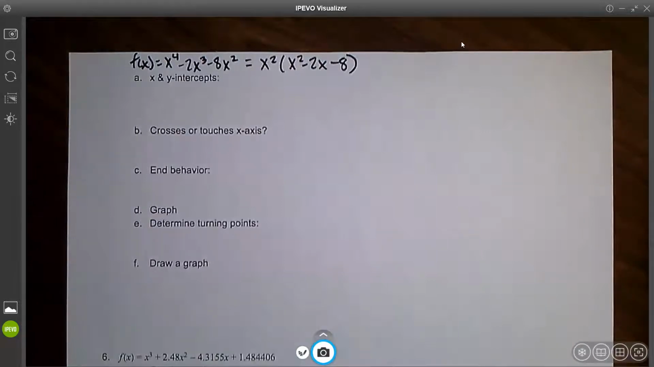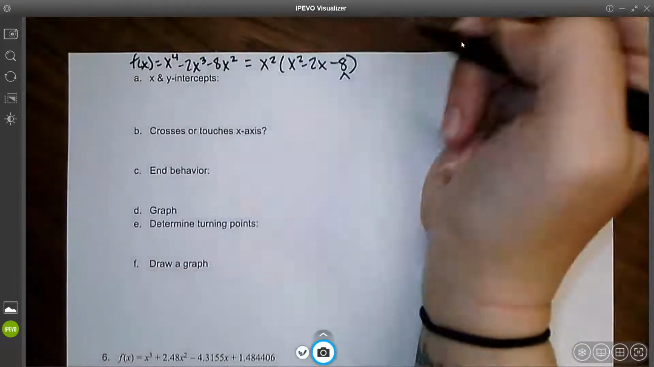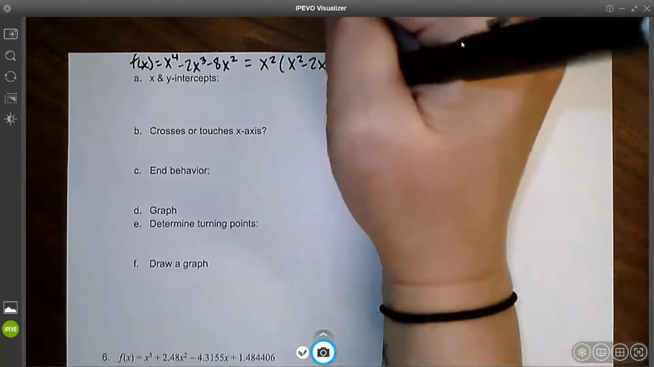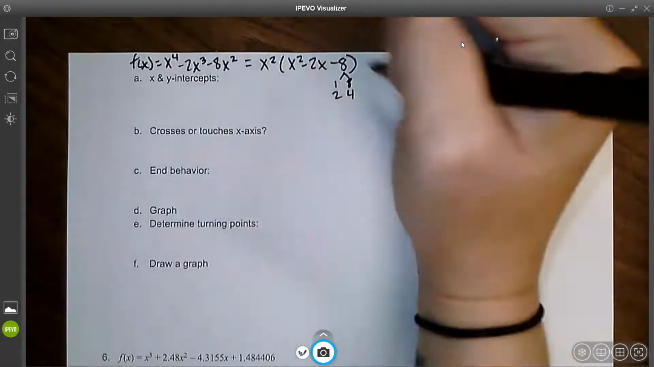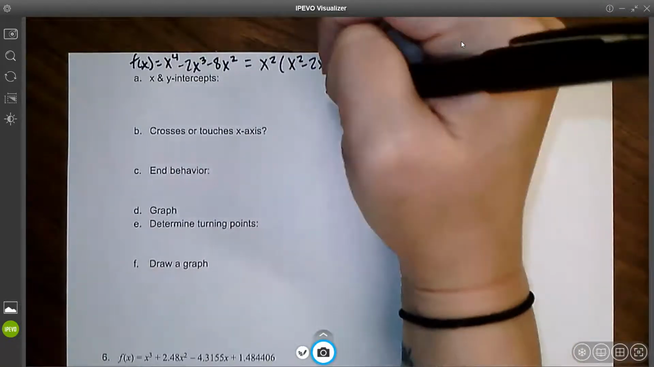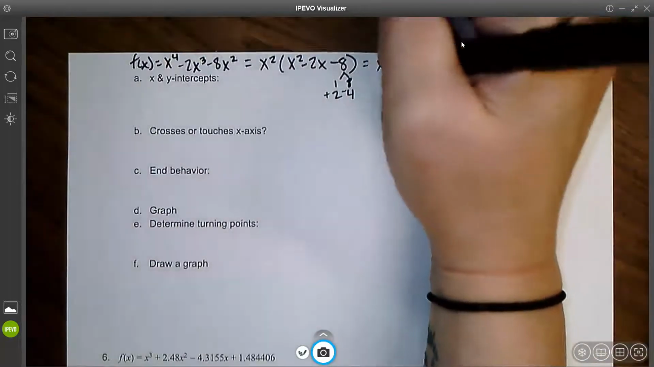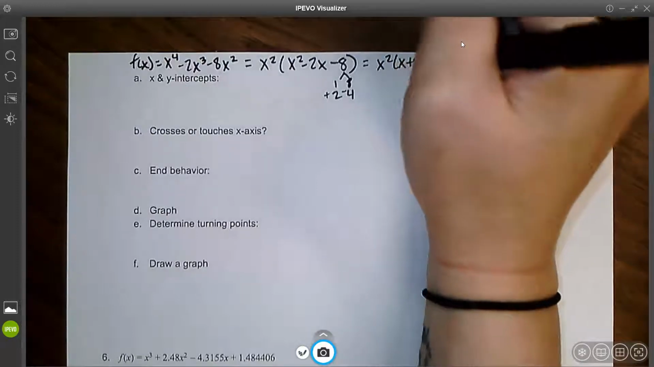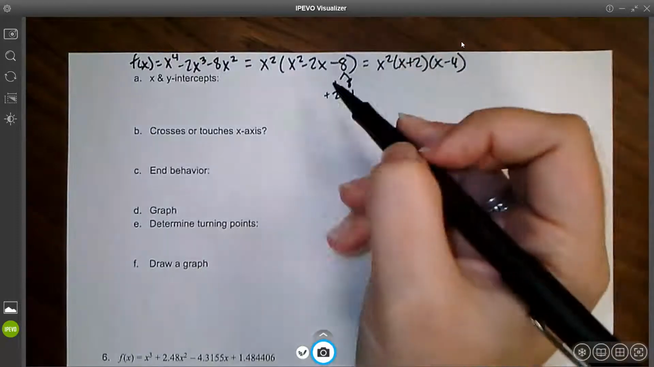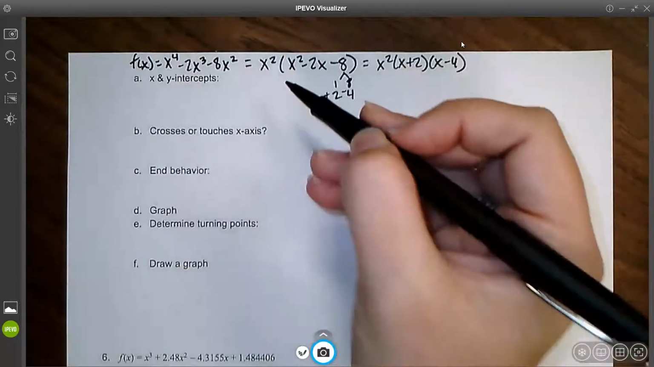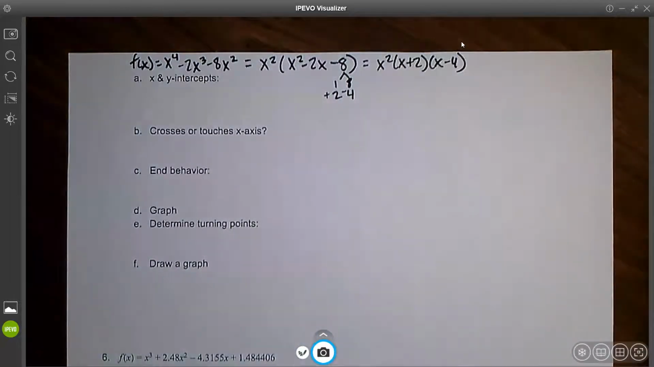Then I'm going to factor this trinomial. I need factors of 8 that add or subtract to give me 2: 1 and 8, 2 and 4 to get -2. Then my 4 needs to be negative and my 2 needs to be positive. So I've got x squared, x plus 2, x minus 4. You can do this when your leading coefficient is 1. If your leading coefficient is something other than 1, you need to use the box. For the most part, your GCF will take your leading coefficient out with it.